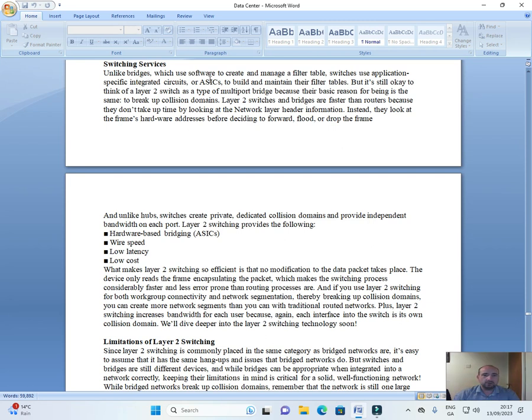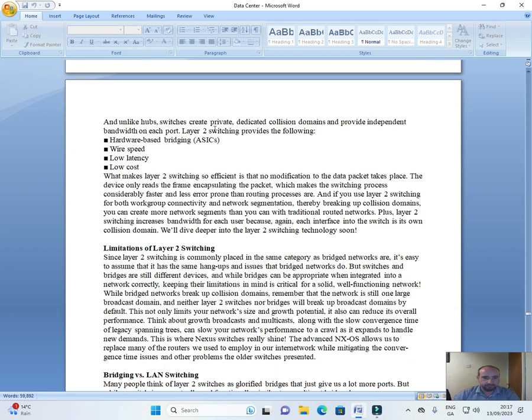Unlike bridges, which use software to create and manage a filter table, switches use application-specific integrated circuits, or ASICs, to build and maintain their filter tables. But it's still okay to think of a layer 2 switch as a type of multi-port bridge, because their basic reason for being is the same: to break up collision domains. Layer 2 switches and bridges are faster than routers because they don't take up time looking at the network layer header information. Instead, they look at the frame's hardware address before deciding to forward, flood, or drop the frame.